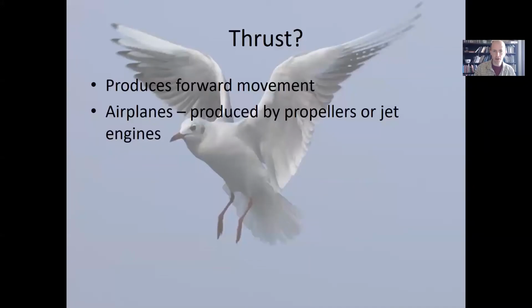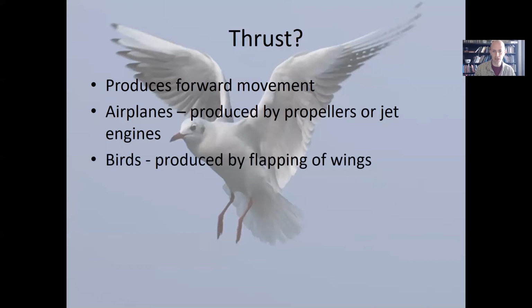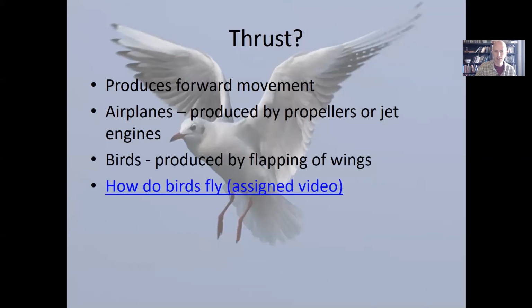Okay, here we go. An airplane produces thrust by its propellers or engines. Birds produce thrust by flapping their wings. Now, the tricky thing is if it just flapped its wings parallel like this, it wouldn't work. It accomplishes this by rotating its wings. When it flaps forward, it rotates its wings so that the angle is slightly forward. We're going to watch a video that's going to help us understand all this.